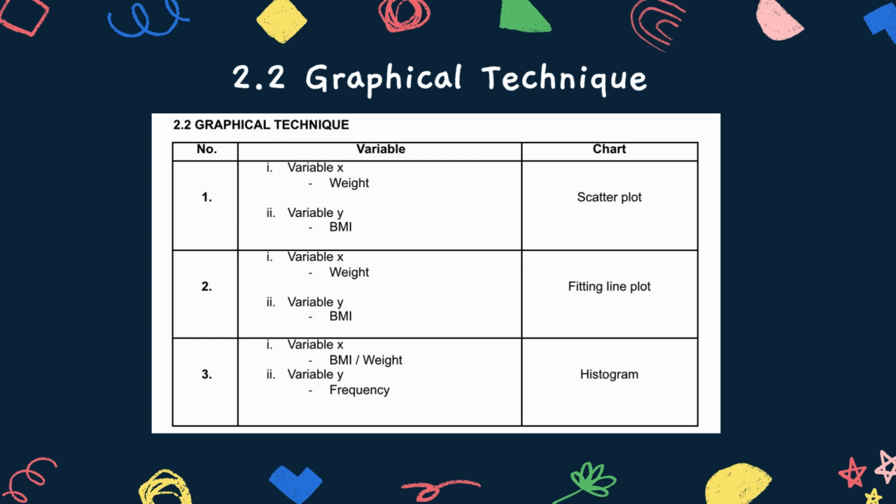Second one is the fitted line plot. Same as scatter plot, variable x is weight and variable y is BMI. Although it is similar to scatter plot, it has a regression line which shows its regression equation. The last graphical technique used in this is histogram. There are two histograms used in this report, where the first histogram shows that variable x is BMI and the second histogram shows that variable x is weight. This is to represent the frequency of numerical data.